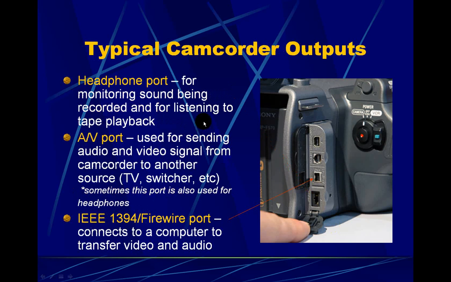A headphone port is typically found for monitoring sound that's being recorded, for listening and tape playback. And an AV port is used for sending audio and video signals from the camcorder to another source, like a television or a video switcher, and sometimes this port is used for headphones as well. You also have what's known as a FireWire port. And what the FireWire port is all about is connecting to the computer to transfer video and audio.